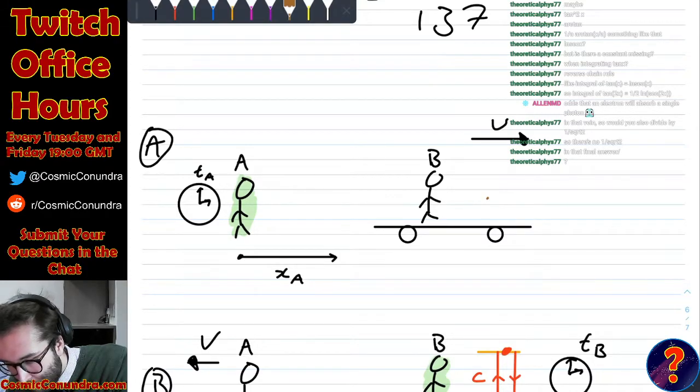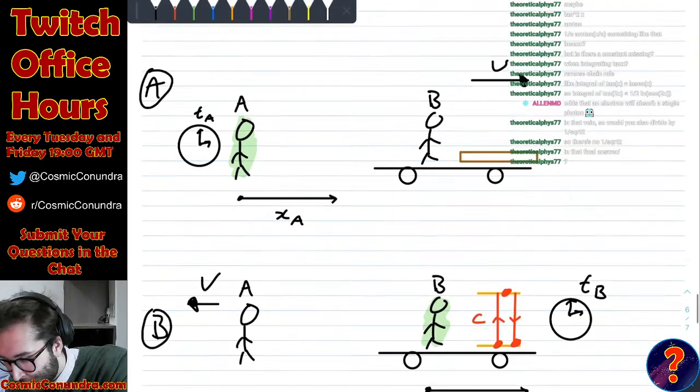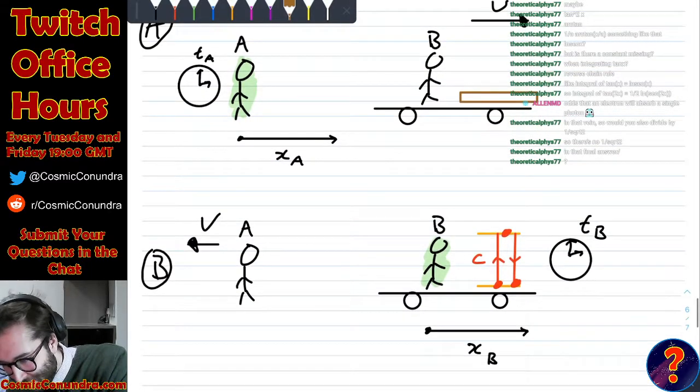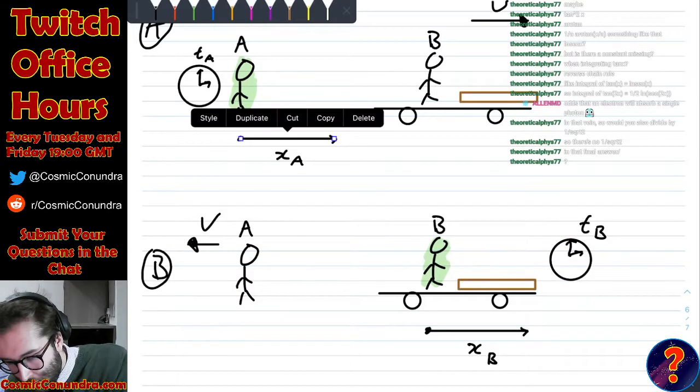Whoa, that's not a rod. Okay. Like this, or a log, maybe, why not? This is a train that's transporting lumber. Okay.